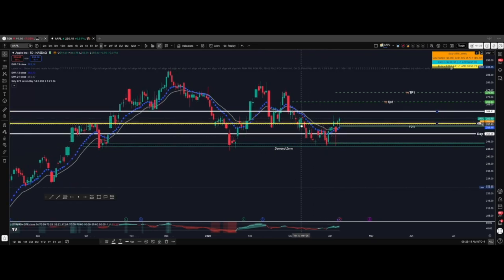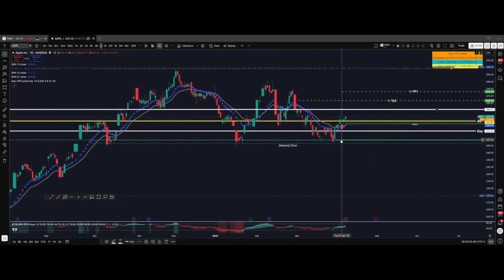And I'll leave that 4 hour one because that's one we plotted, I think, Monday. And it's still kind of valid because you can kind of see price still reacting to it a little bit. So I think we got enough lines because we're also going to plug in demand zones too, or supply zones, depending on where you're at.